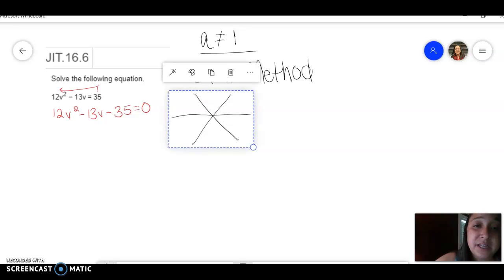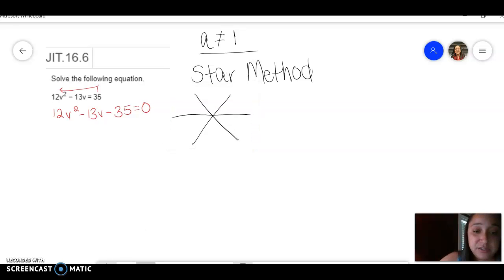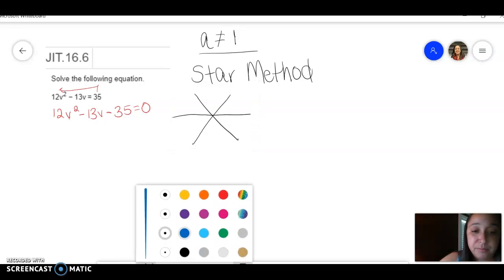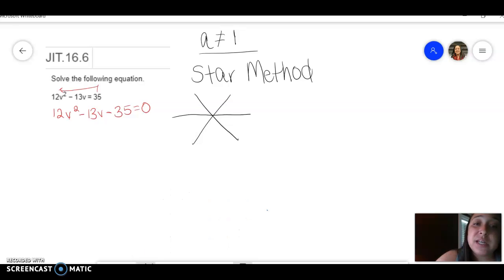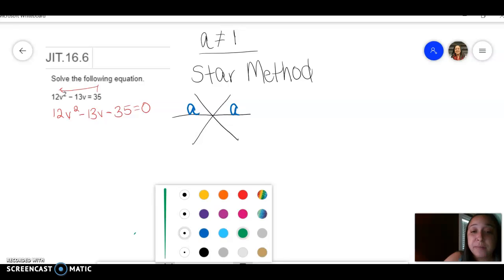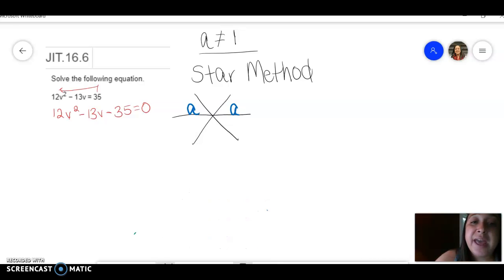So on the sides here, let's color code this. Let's use blue. Let's make it a little bit bolder. On the sides of your star, you will always put your A's, okay? The coefficient for that first term when you have your trinomial in descending order. At the top of your star, you're going to multiply your A times your C. And whatever number that is, that's what you're going to put there.